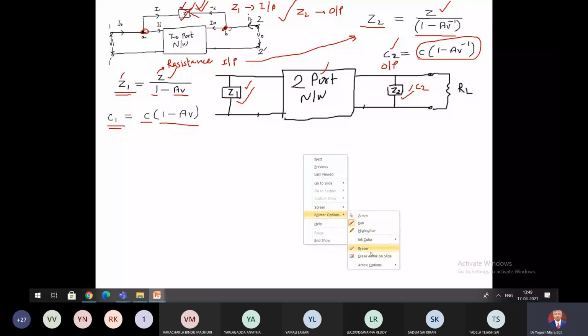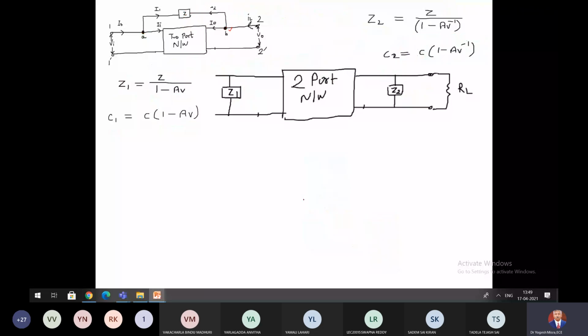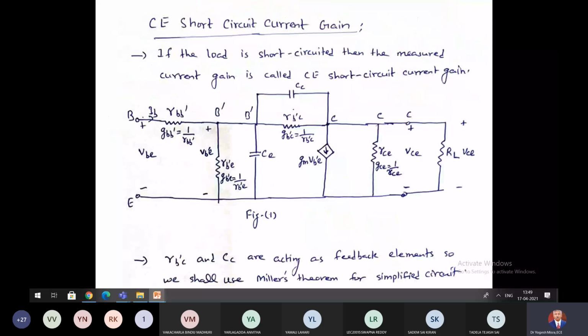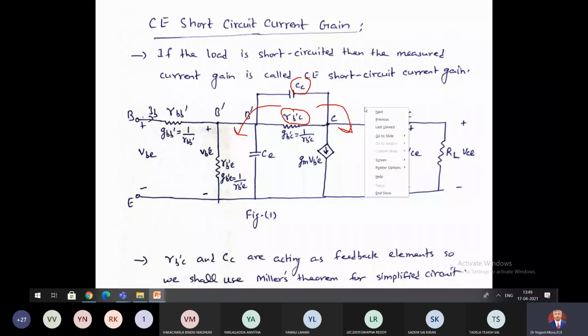So with this concept, we will split this feedback resistance and feedback capacitance, and bring them towards the input side and towards the output side. This will be done for the simplification of the circuitry.